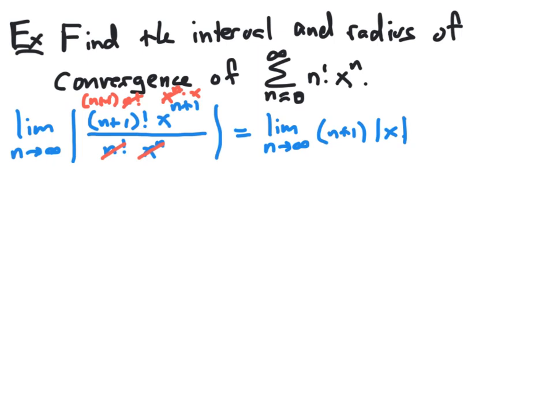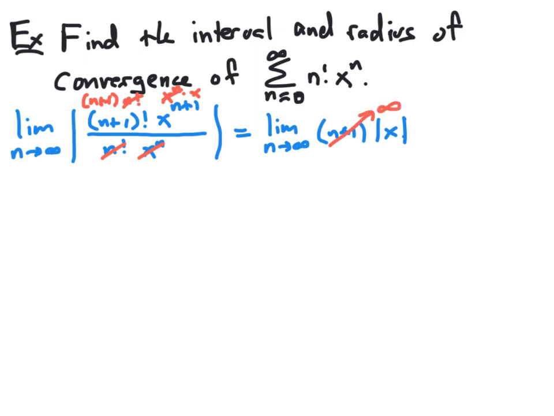Now again, as in the previous example, we don't know what value x is, but we are thinking of it as a fixed constant number. That's the goal, to determine which values of x work here, but we can think of it as just a fixed but unknown number. And here we're multiplying it by n plus 1, and as we take a limit as n goes to infinity, n plus 1 also goes to infinity.